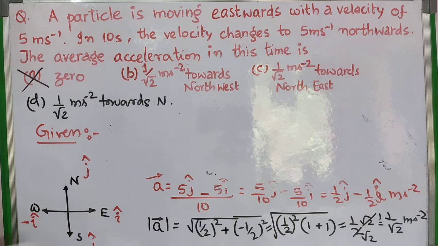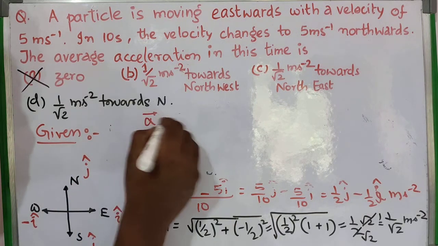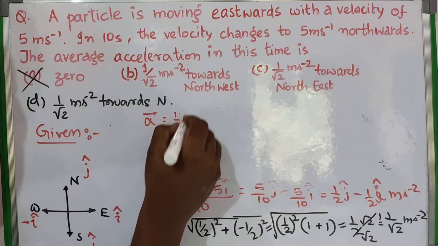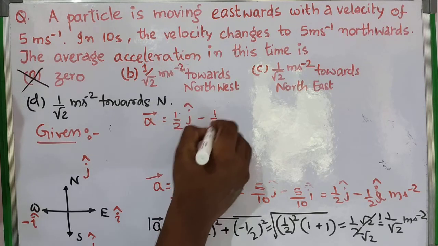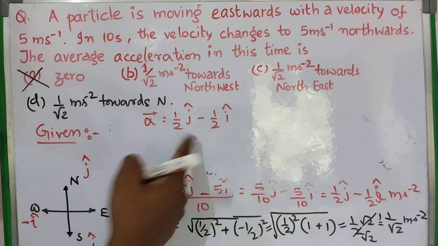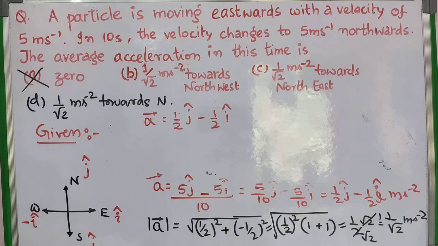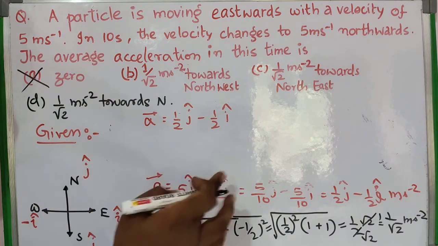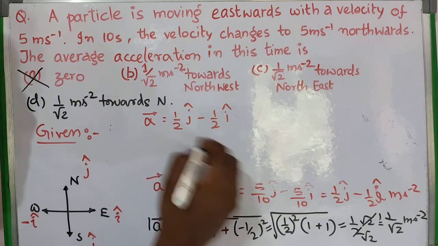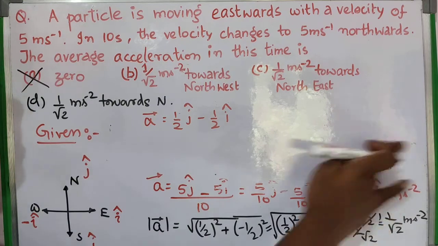Acceleration is equal to, we got half j minus half i cap, right? This is what we got. So how to get the angle? The angle or the direction. So direction, first let's see the direction, how you will get.